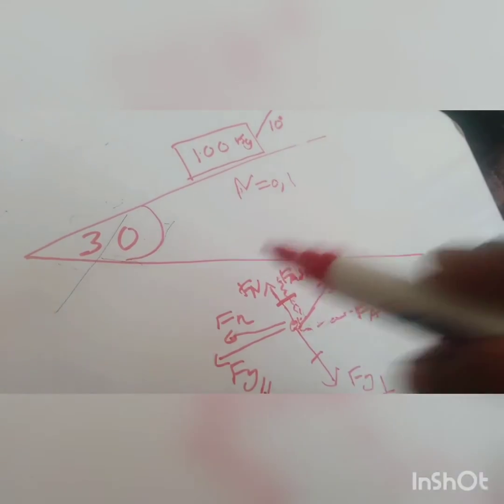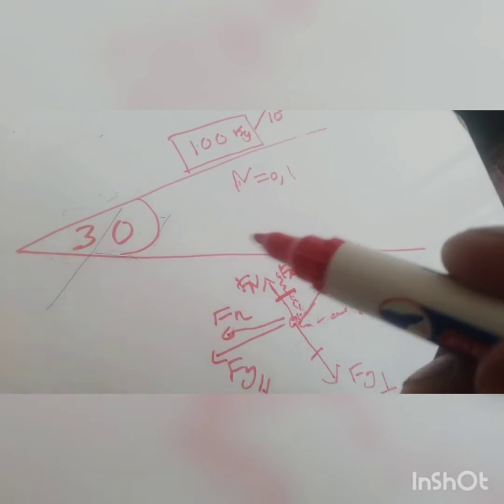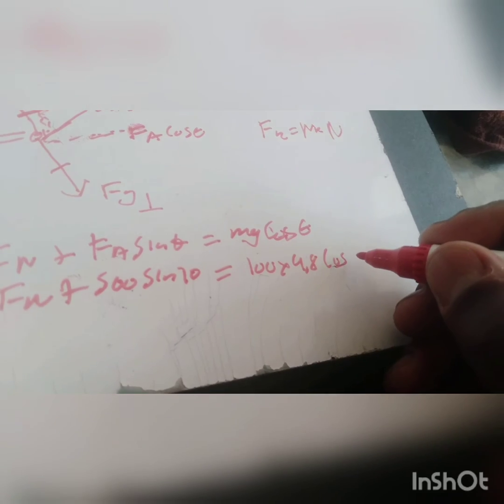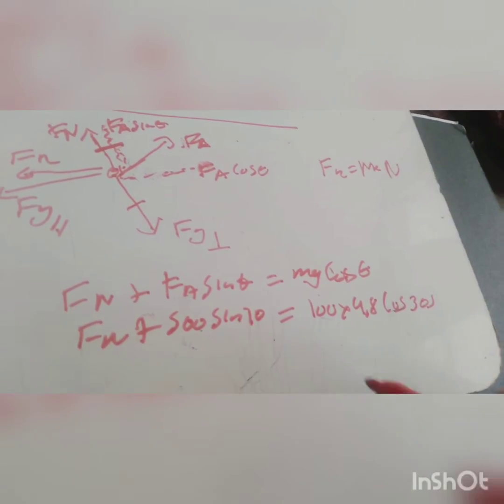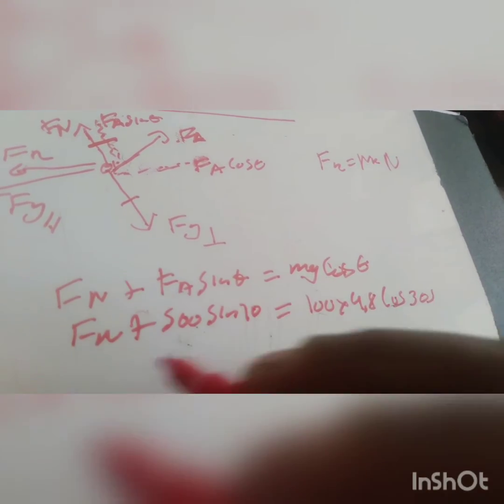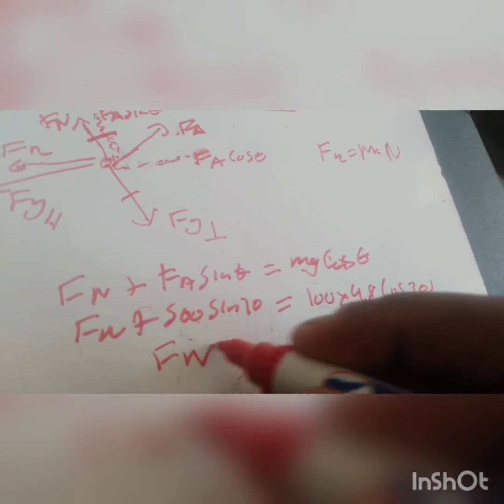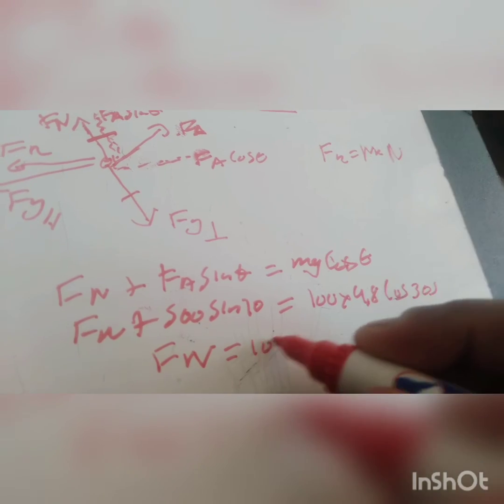So whenever we use Fg, Fg parallel and Fg perpendicular, we always use this angle. So this angle is only for Fg parallel and Fg perpendicular, nothing else. So this is going to be cos 30, right? So of course, that's what we're going to have. So let's take this to the other side. So our normal force will be equal to the answer of 100 cos 30.